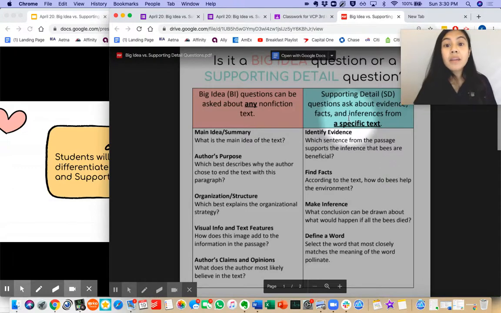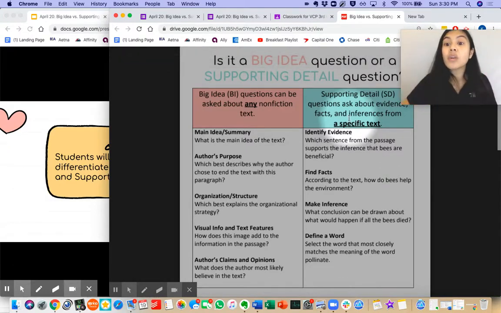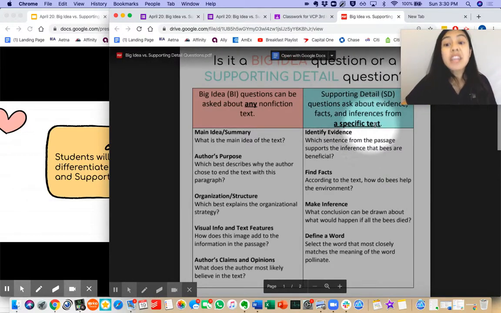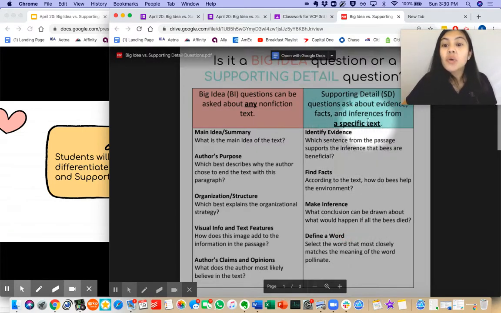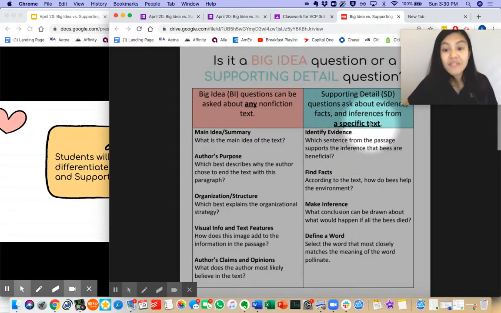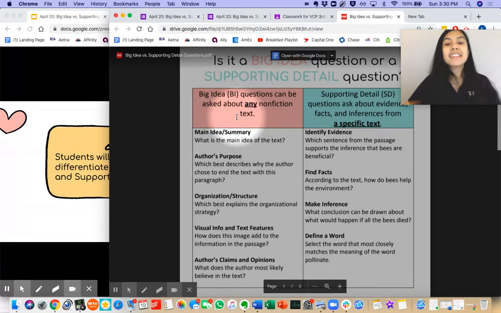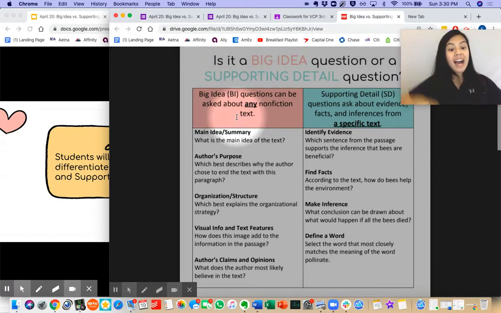Scholars, when I come across a supporting detail or SD question, because it's asking about the specific text I'm reading, I have to go back and find the section of the text where I'm going to find that answer. Sometimes I don't have to do that for a big idea question, since I can always look at my planner.